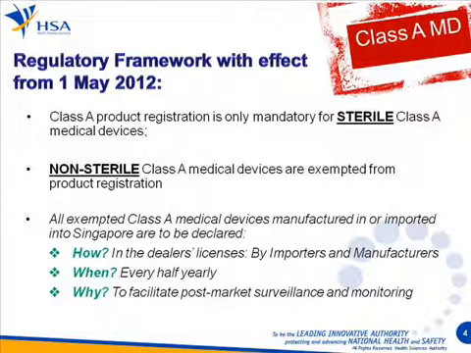Wholesalers, if you're just doing wholesaling activities for Class A devices, you don't have to declare it. When do you have to do it? Every half yearly. And why do you need to have this exemption list for record keeping? It is to facilitate post-market surveillance and monitoring.